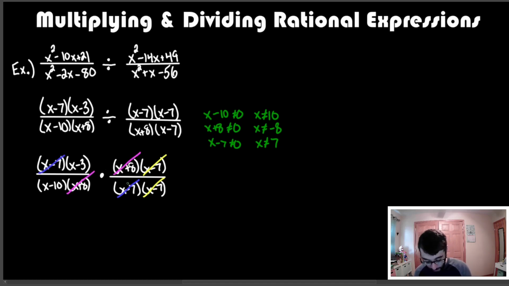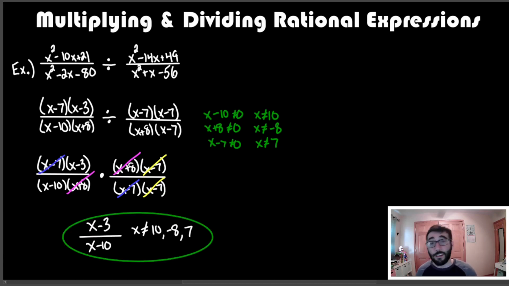Notice we have a pair of x minus 7's cancel here, and another pair of x minus 7 cancels here. And we also have a pair of x plus 8's canceling. So all that leaves us with x minus 3 in our numerator and x minus 10 in our denominator. So that's going to be our simplified expression with our domain restrictions of x cannot be 10, x cannot be negative 8, and x cannot be 7. And that would end up being our final answer.